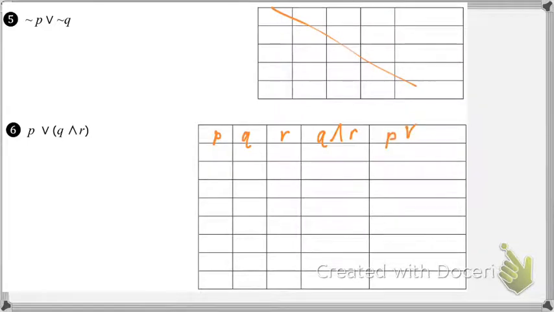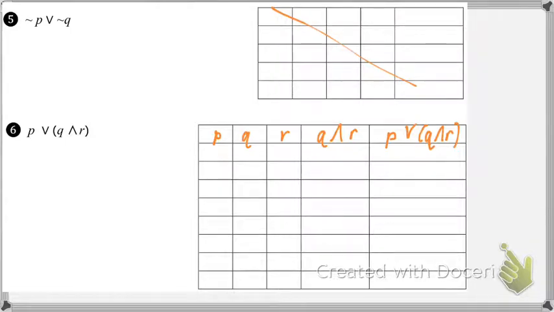And then our last one is going to be our very big one, P or Q and R. Because that's what we're really trying to figure out at the end of the day: what does the whole thing end up being? So our last one's always going to be the whole thing, because the whole thing is always going to be one giant conjunction or disjunction.